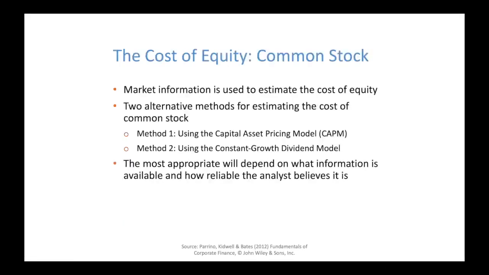Market information is used to estimate the cost of equity. Two alternative methods for estimating the cost of common stock include the capital asset pricing model and the constant growth dividend model. The most appropriate method will depend on what information is available and how reliable the analyst believes it is.